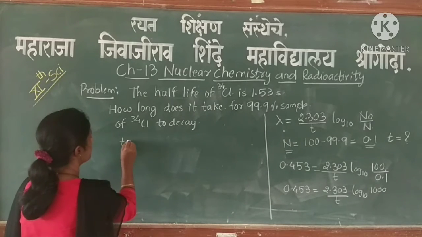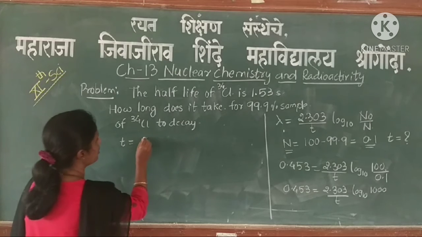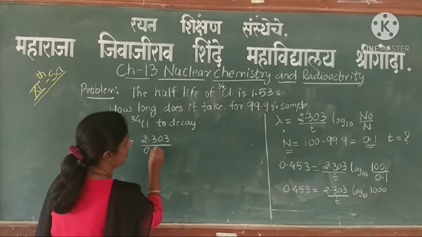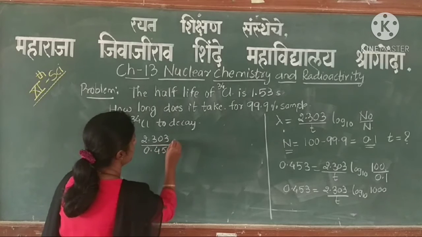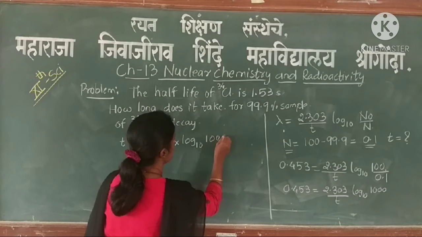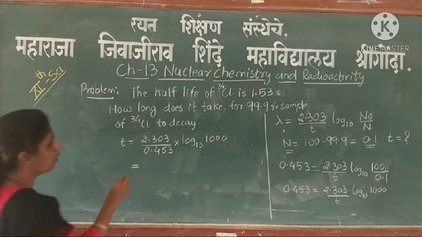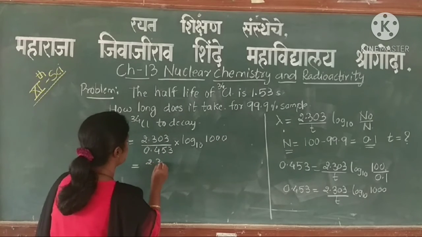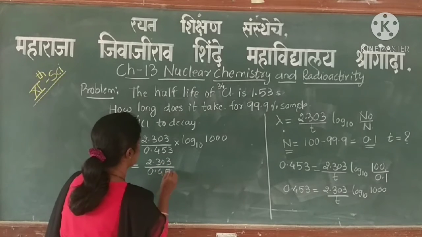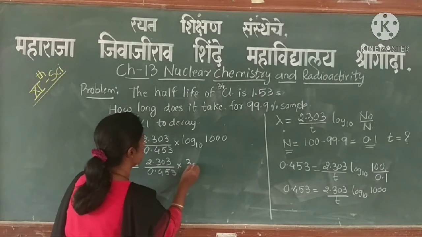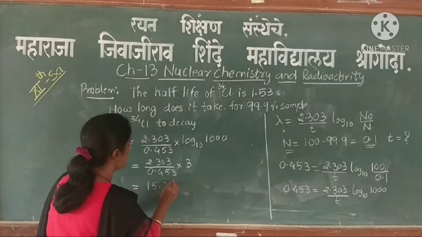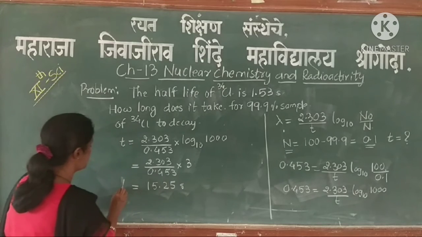So taking t on this side, what will it be? 2.303 upon 0.453 into log to the base 10 of 1000. So this term log of 1000 is 3. Log of 1000 is 3. So this will be 15.25 seconds.